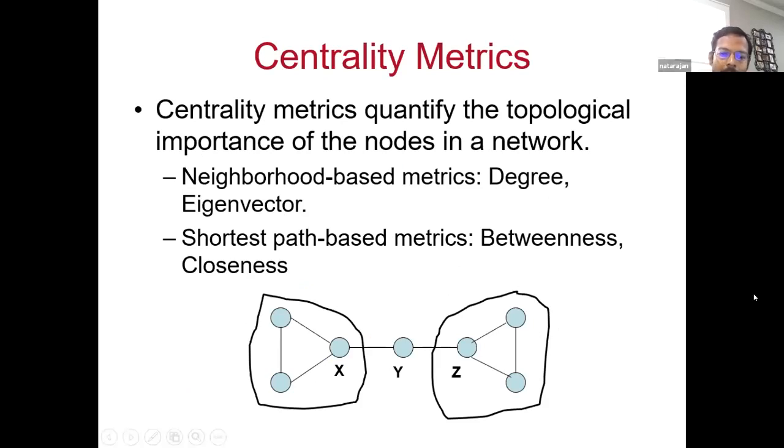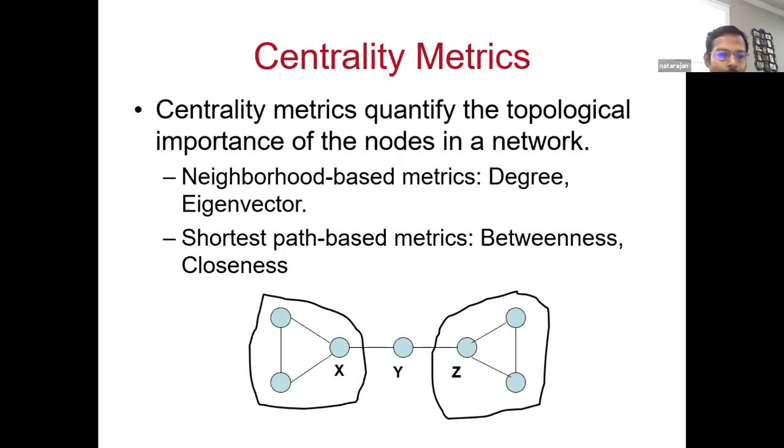So for example, a network here means basically a graph with nodes and edges. If you look at this graph here, some nodes are more important compared to the other nodes. For example, these two nodes X and Z have a larger degree, which is the number of neighbors, compared to the other nodes out there. On the other hand, this node Y is connecting these two components, because if you remove this node Y and the two edges associated with it, the whole graph is going to get broken into two components.